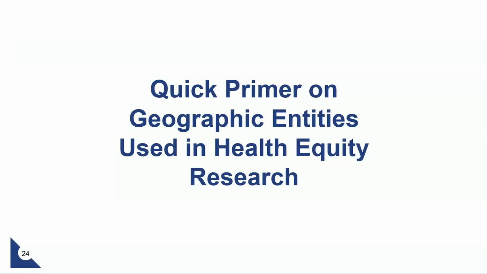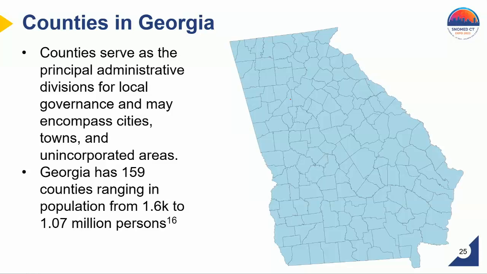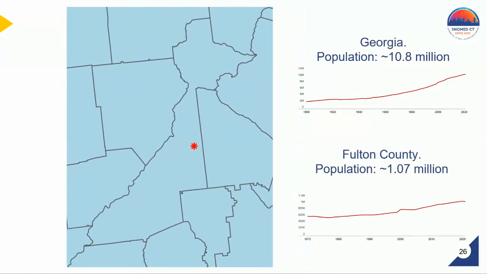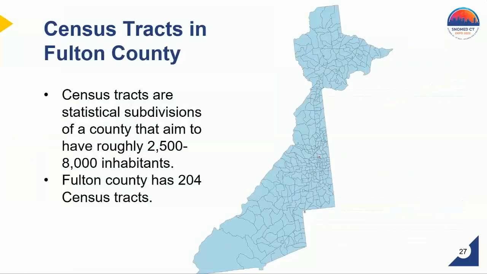And then very quickly, to get into what level of granularity we have when looking at facts about a community, if we think about where we are right now, we're in the state of Georgia. Within Georgia, there are 159 counties. These range in population from 1,600 to a little over 1 million. The red dot is where we are right now. This is the convention center in Fulton County, Georgia, which has a population of a little over 1 million people. It is the seat of Atlanta.